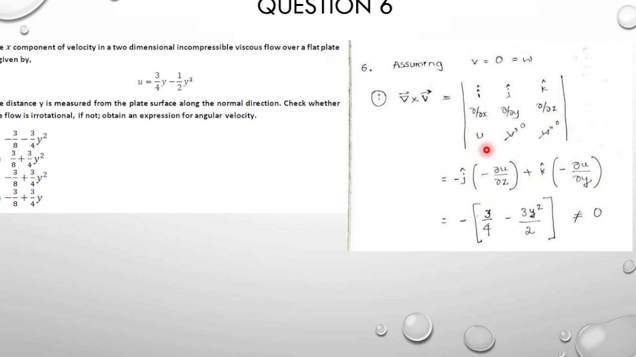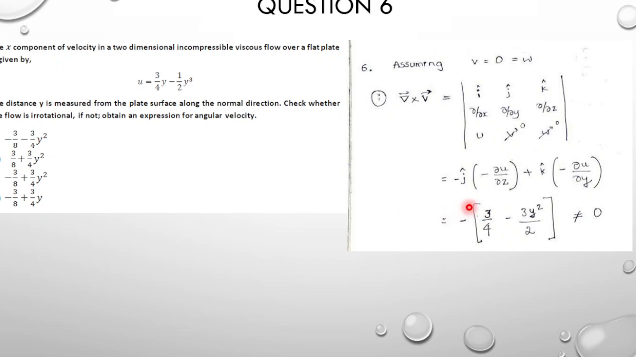You end up with mainly du by dz and du by dy. So you have only the k component, because du by dz is anyway 0. Du by dy you have, so only the k component comes in. Sorry, the k cap is missing here. So along the z direction you have some rotation.